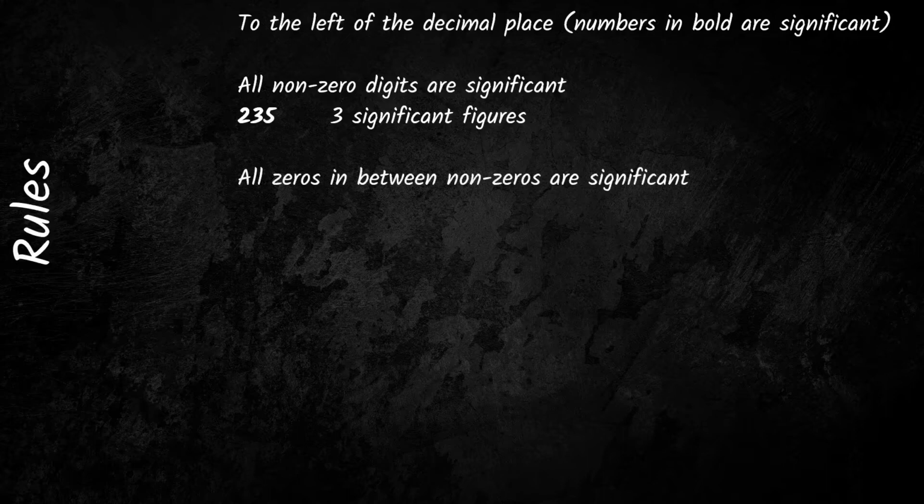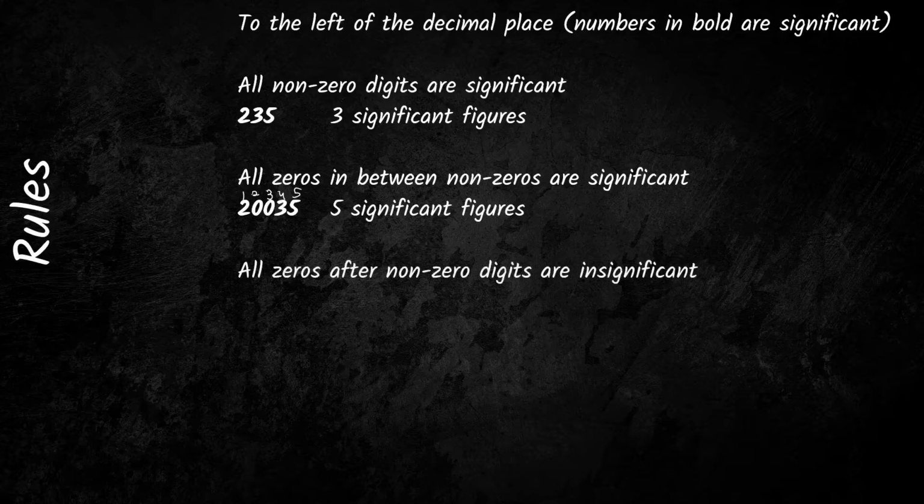All zeros in between non-zeros are significant. Example 2, 0, 0, 3, 5. These are 5 significant figures: 1, 2, 3, 4 and 5. So these are 5 significant figures over here.